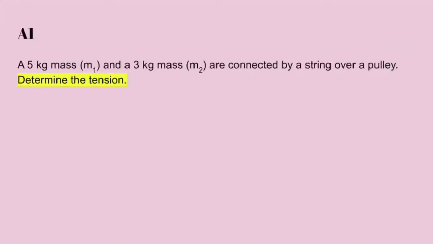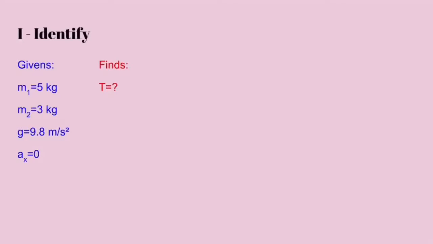Unit 2 Forces Project. A 5 kg mass, we're going to call it M1, and a 3 kg mass, M2, are connected by a string over a pulley. Determine the tension. So our givens are M1 is 5 kg, M2 is 3 kg, the acceleration of gravity is 9.8 meters per second squared, and the acceleration in the x direction is 0 because the masses are not moving horizontally. Our find is tension.